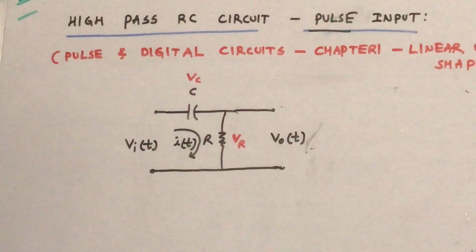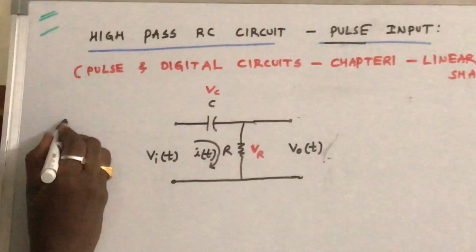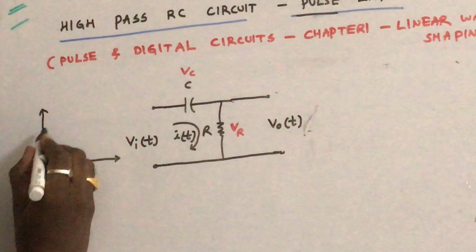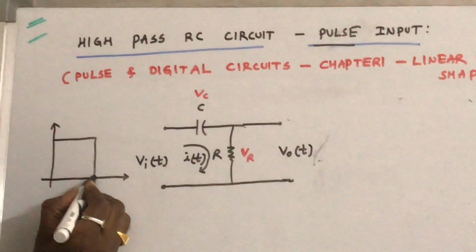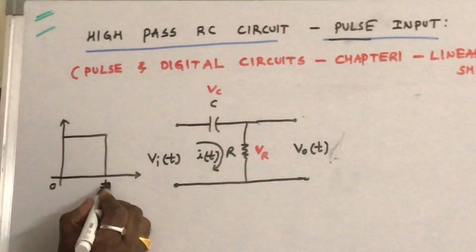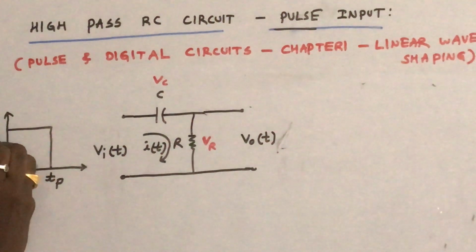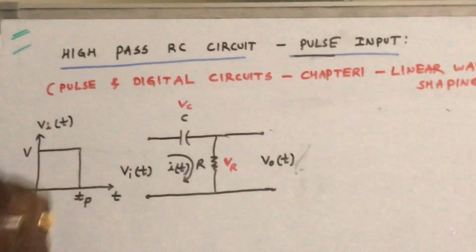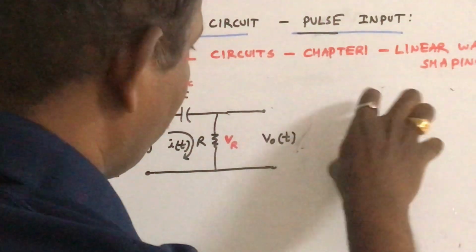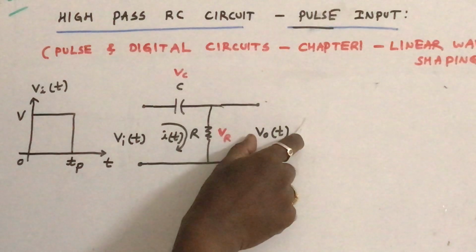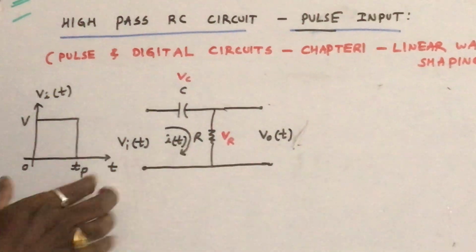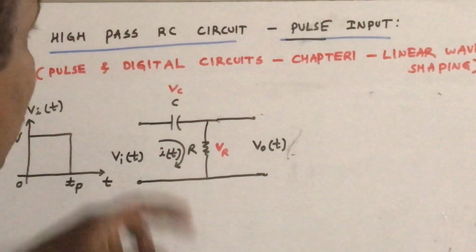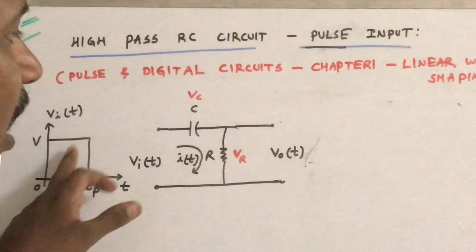Now for this circuit we are applying a pulse input. You know how to draw the pulse input. So pulse input will be something like this. Let us take a pulse of width Tp and amplitude V. So this is your pulse input Vi of t. Now we want to find the expression for V0 of t and what is the waveform of V0 of t when we apply the pulse input to the circuit. So this is our analysis today, that is the response of RC high pass circuit to the pulse input.